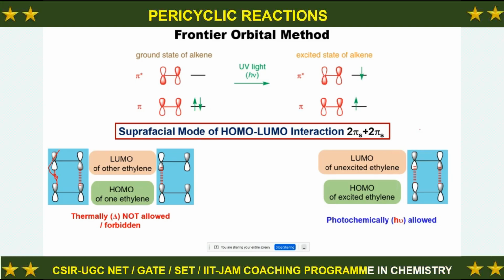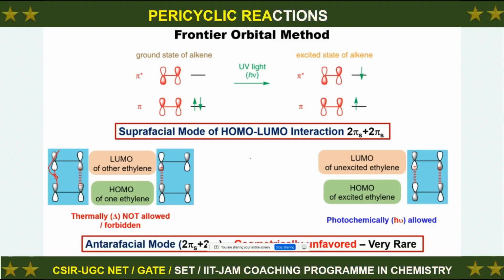Under photochemical conditions, this is the HOMO level of one alkene in photochemical conditions. Then this is the LUMO of unexcited ethylene. When these two are close together, they suprafacially approach each other. This also forms a bonding interaction, and this also forms a bonding interaction. When it's turned to antarafacial mode, thermal will be allowed, photochemical will not be allowed.